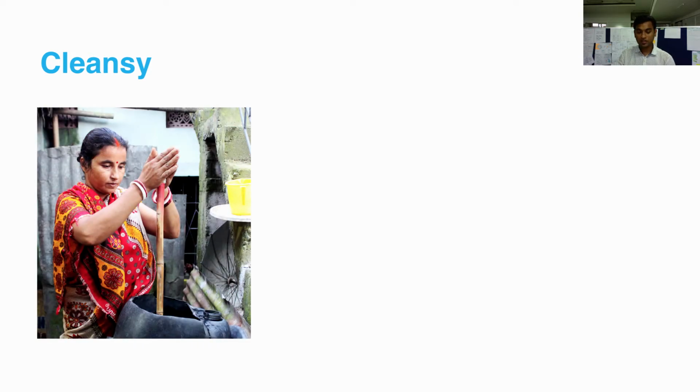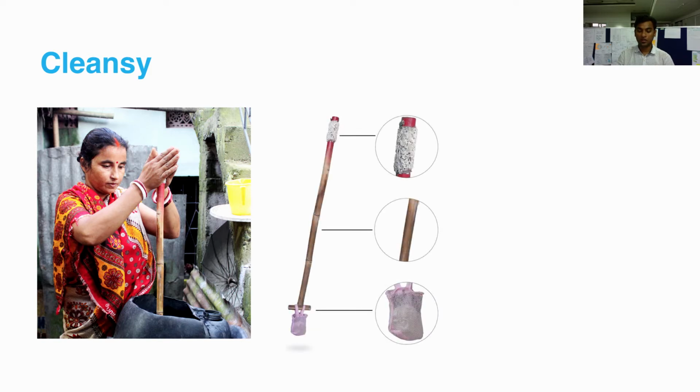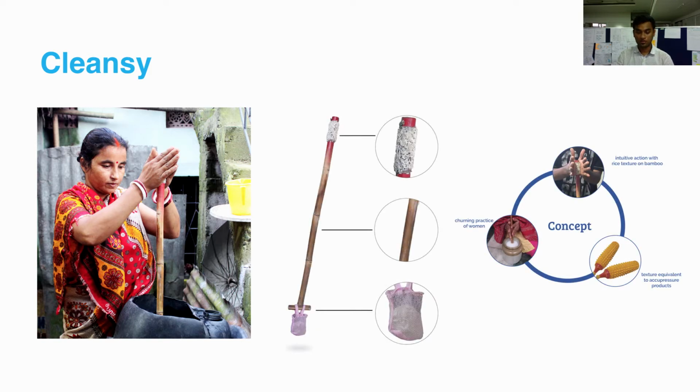First one is Cleansy, which is a water purifier made out of bamboo stick and rice. It has a netted bag containing aluminium, which is helpful in the sedimentation process of purification. It embeds the local skill of churning of milk. The rice gives a material experience, a soothing and calming effect when rubbed between hands. The materials used are locally available and the product can also be built easily in households.